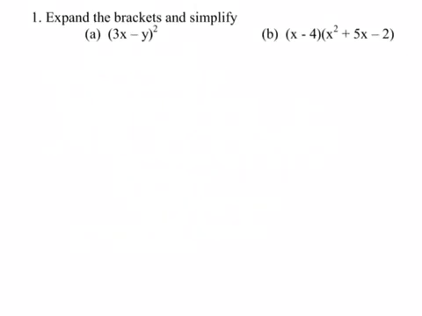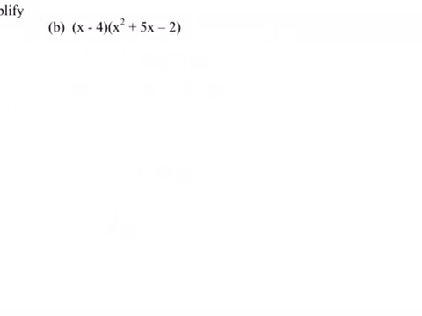Moving on to part B. So again, we want to expand and simplify. This time we have two brackets. It's x minus 4, the first bracket, multiplied by this slightly longer bracket, x squared plus 5x minus 2. So the same procedure applies as before. We want to multiply everything in bracket 1 by everything in bracket 2. So we do that one step at a time.